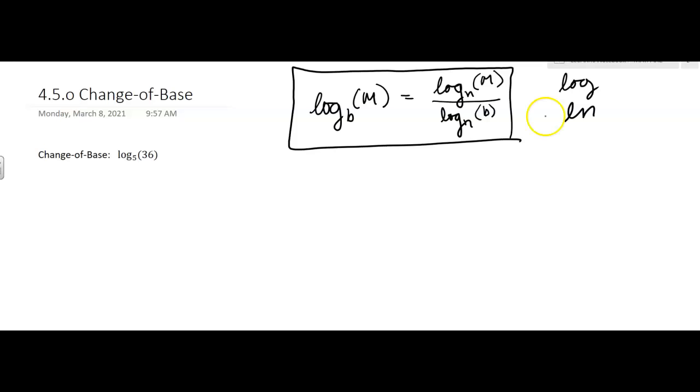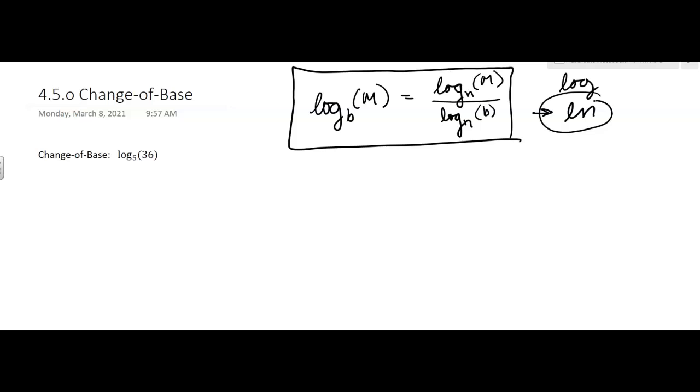Now, a lot of times they're going to choose base e, so they'll use a natural log. I like the common logs. It doesn't matter when you're using this property which one you pick, but it's probably better to use the natural log for a couple reasons. I tend to just be partial to the common logs, I guess.